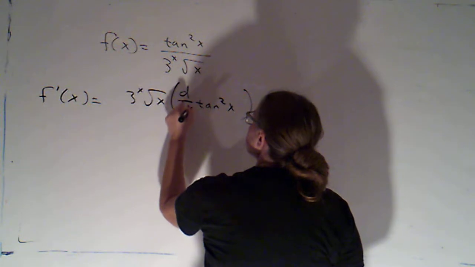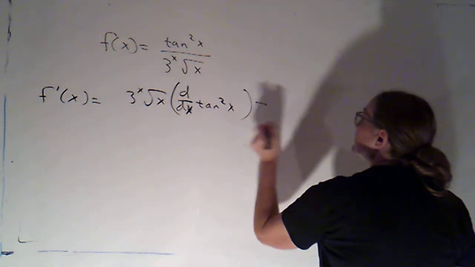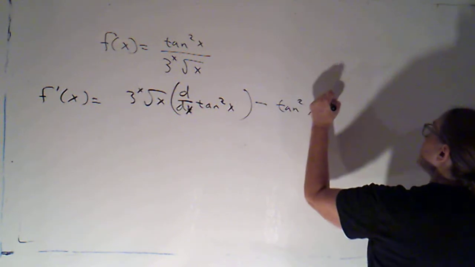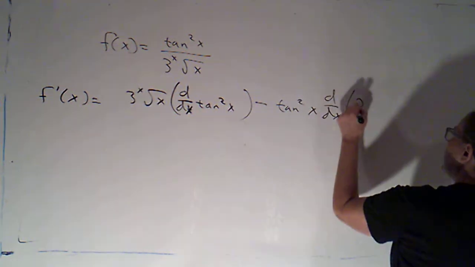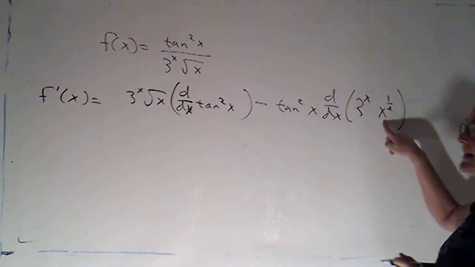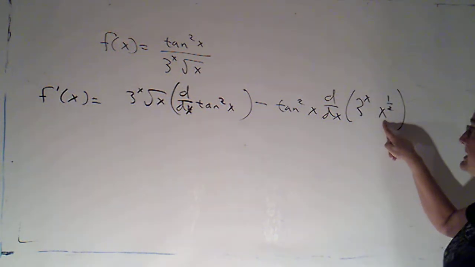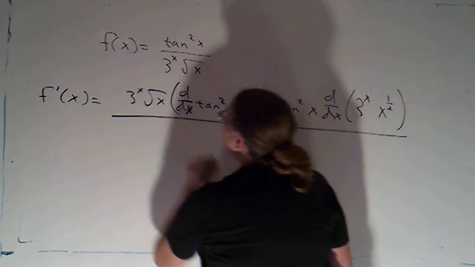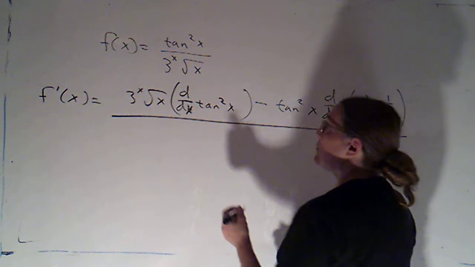tan squared x, minus, let's see, low d high minus high, tan squared x, d low, derivative of 3 to the x, and I'm going to just rewrite that root x as x to the 1/2 because that makes it easier to take the derivative. All over, square the bottom, and away we go.